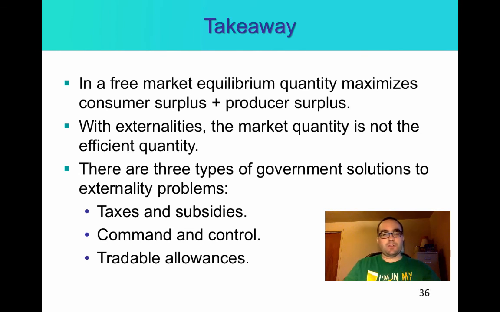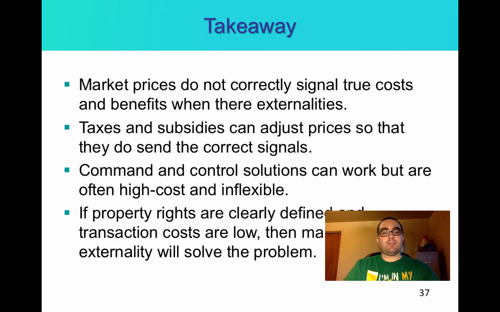Okay? So we've learned that in a free market, the invisible hand can do its work. With externalities, not the case. So there are some solutions to this. There are taxes and subsidies, command and control, and tax or tradable allowances. Now, why does this happen? Because market prices do not correctly signal the true cost. We can fix that by having taxes adjust that cost. Command and control solutions can work, but they're not really feasible in most situations. And we do know, as we go to this one, if property rights are clearly defined, markets can solve the problem themselves, but we know that is not typically the case.